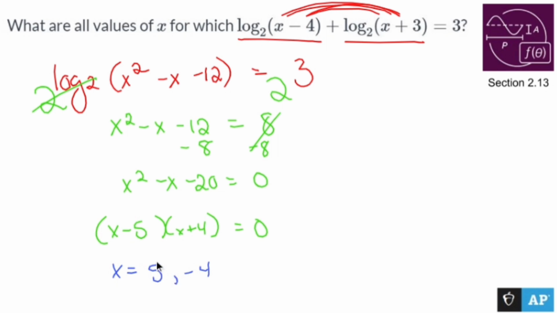But beware. Whenever you're solving a log problem and you're trying to find the x living inside a log, check your answers to make sure they make sense. What I mean is, can I plug in 5? 5 minus 4 gives me a 1. All right. 5 plus 3 gives me an 8. Fine. What's the issue? Can I plug in -4? -4 minus 4 is -8. I can't take the log of a negative number, so -4 isn't allowed.